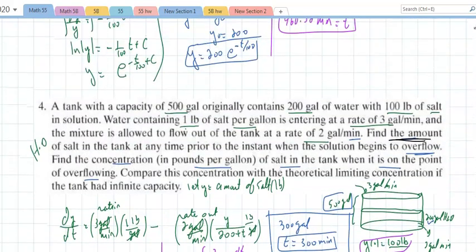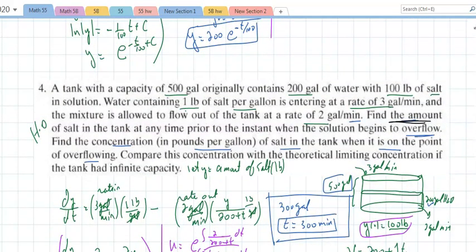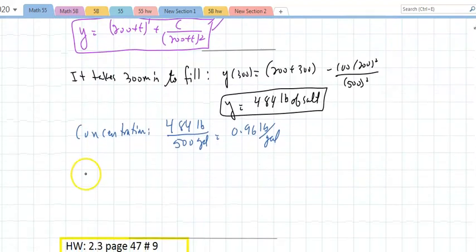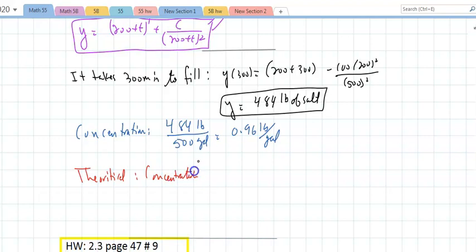And if I go back and look at what else they want, compare this concentration with the theoretical limit concentration if the tank had an infinite capacity. What does that mean? Let me write it, theoretical concentration would be 200 plus t minus 100 times 200 squared over 200 plus t squared. That's the amount at any given time, right? Divided by 200 plus t.